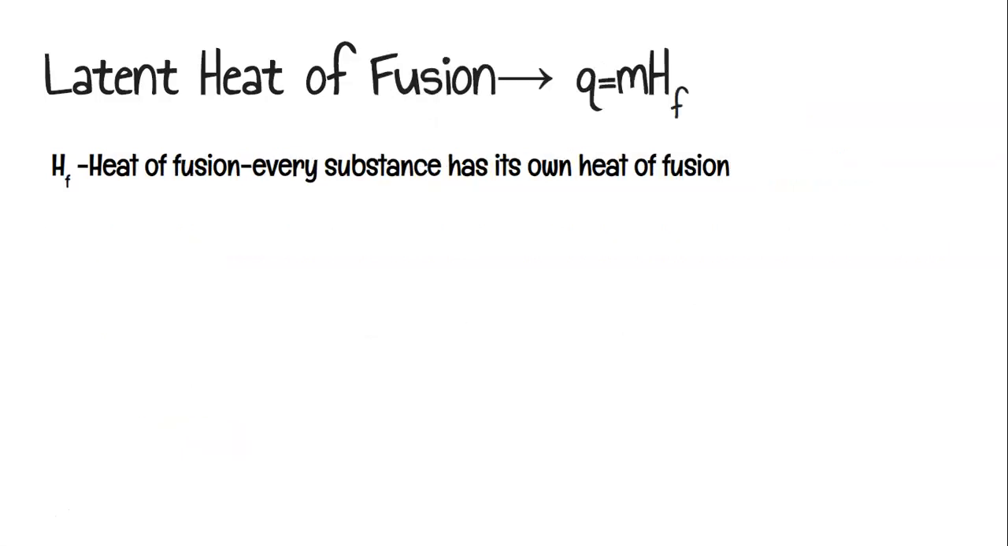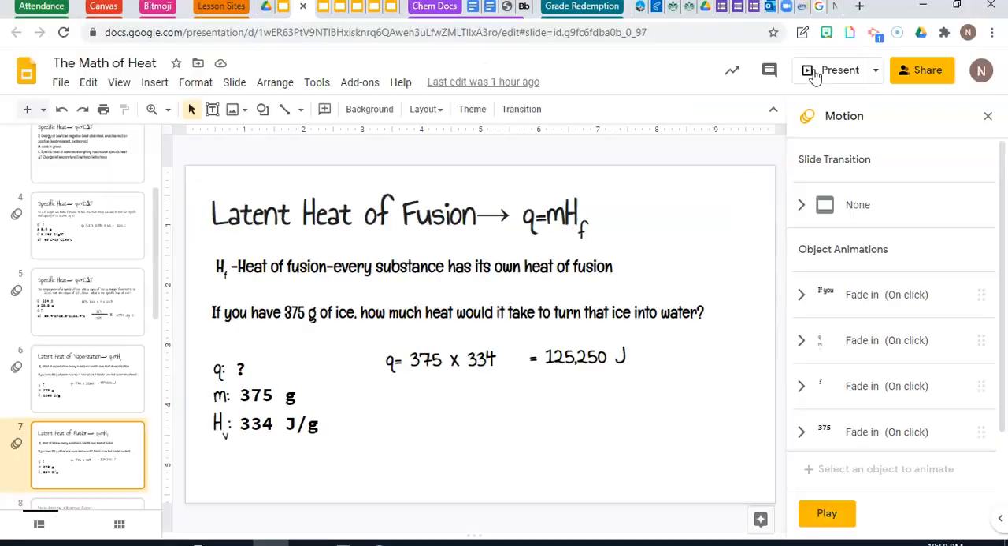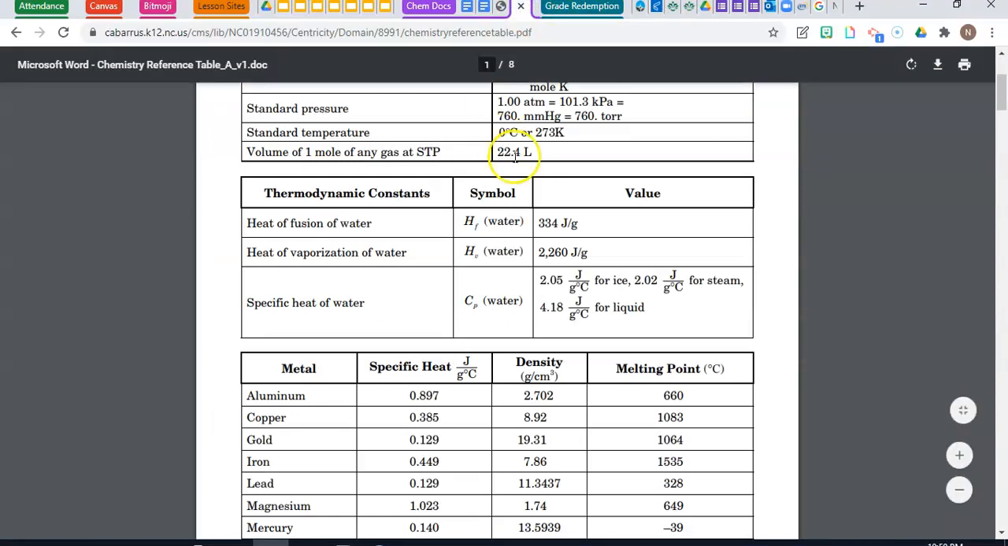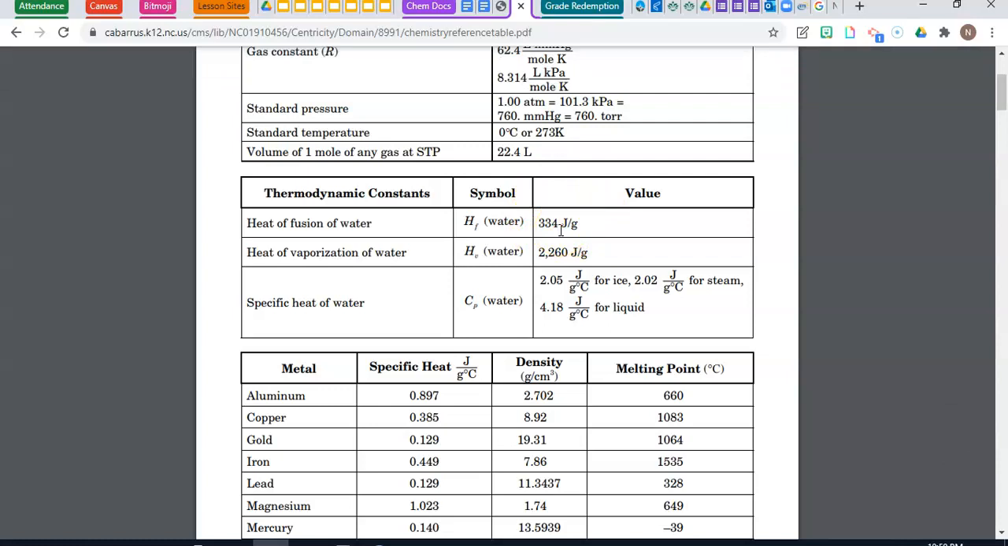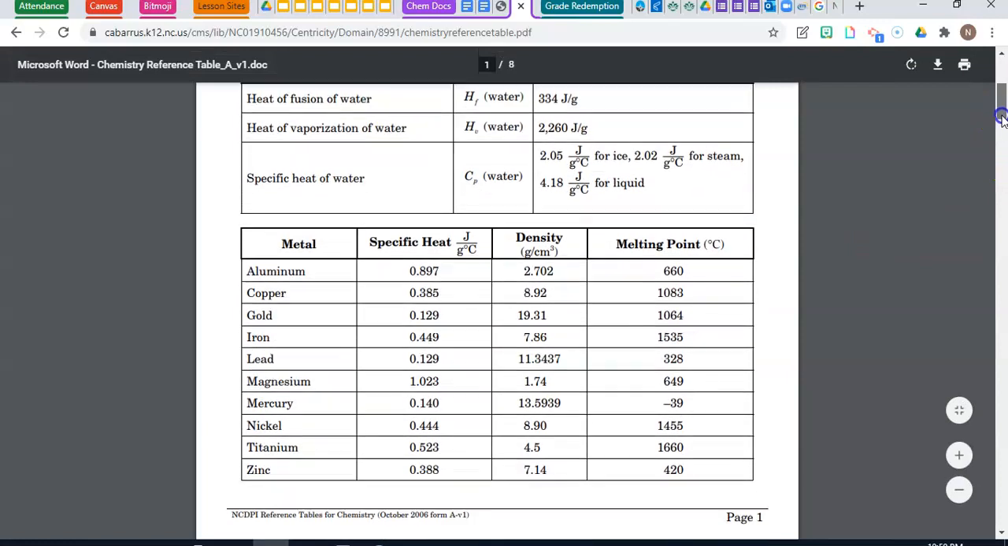Okay, latent heat of fusion. This is when a solid becomes a liquid. And again, everything has its own heat of fusion. Going back, it's not listed for our metals, but for our water, it is 334. It doesn't take as much energy to go from a solid to a liquid as it does to go from a liquid to a gas.